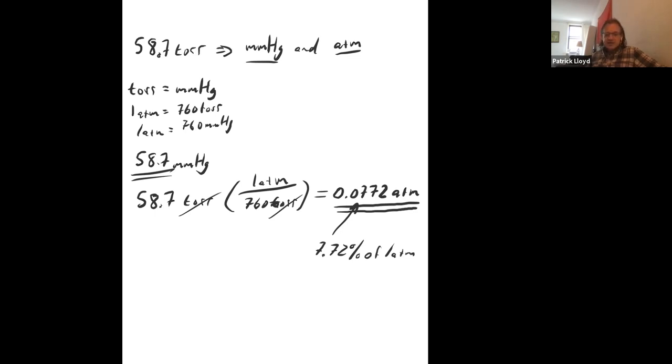Like if I took away 92.28% of the air, you'd have a tough time breathing, right? So that's kind of useful to have it in atmospheres. Okay. All right, so that's that one.